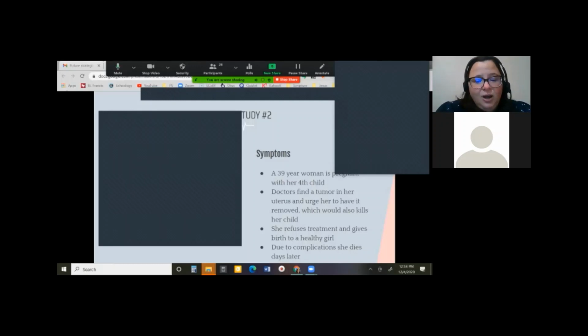Now, according to the principle of double effect, what if a woman finds herself in this situation and they have to do the hysterectomy because of a tumor? According to the principle of double effect, she could have chosen that option, because the intention is not to kill the child, and the procedure is to remove a tumor. But one of the foreseen but not intended consequences would be the death of the child.